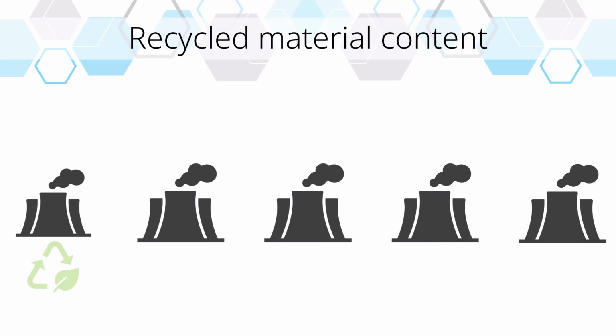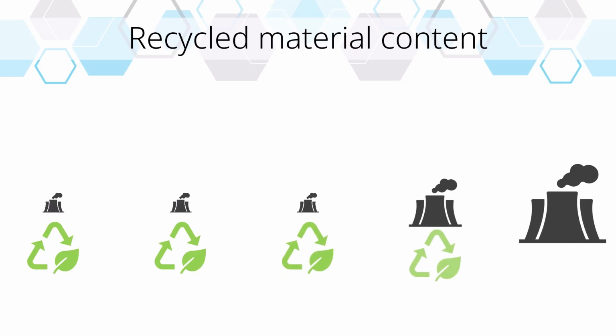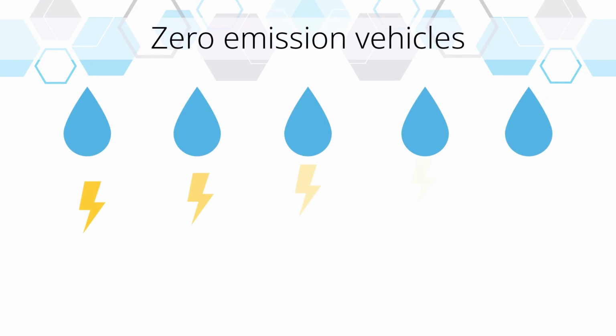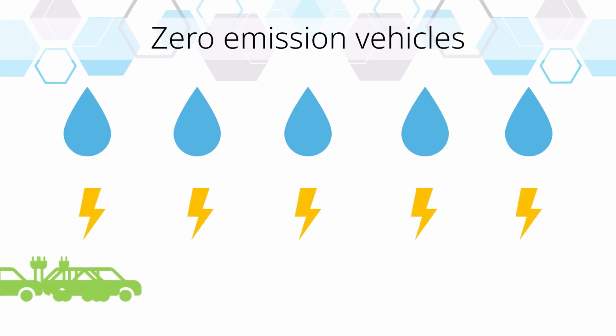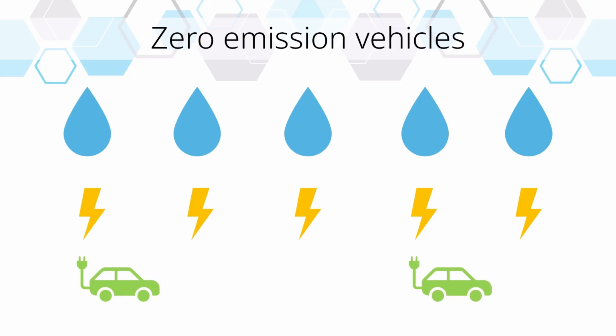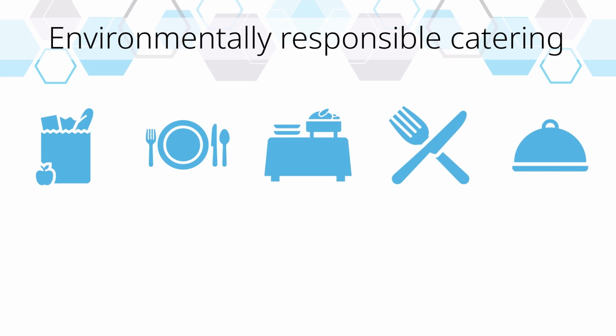Using recycled material content can help decrease emissions as production of new materials will be reduced. Zero-emission vehicles. These are powered by renewable resources such as BC's clean electricity. They typically have a lower cost over their life cycle. Environmentally responsible catering. This could look like buying specifically plant-based meals to reduce emissions.